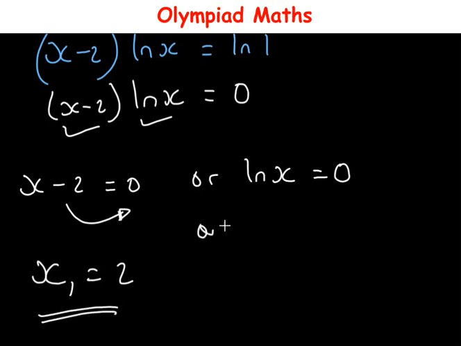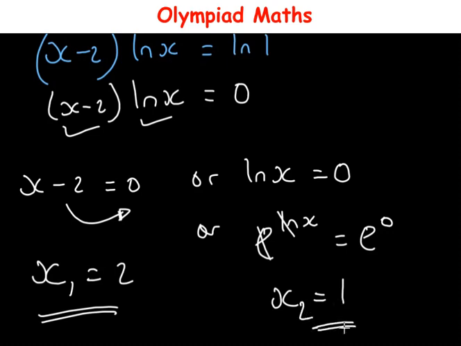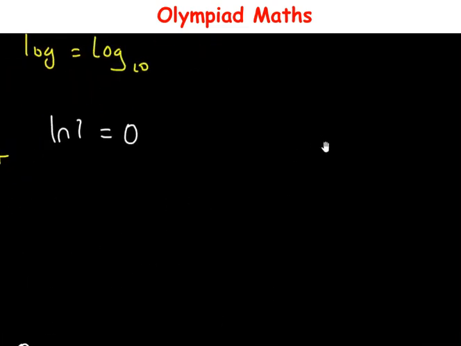Or from here, ln x equals 0. Introduce e to both sides of the equation. e raised to power ln x is equal to e raised to power 0. From here, e will cancel ln, x stands alone and is equal to e raised to power 0, which is 1. So we have gotten the second solution for x. So right now we have two solutions for x. So let us confirm which of the solutions is the correct solution.